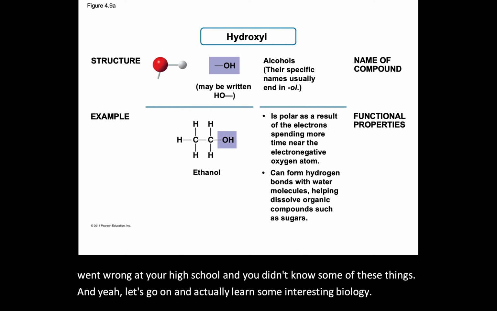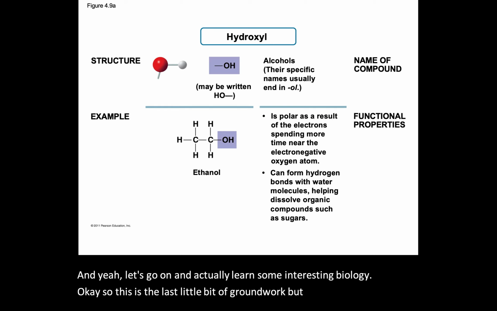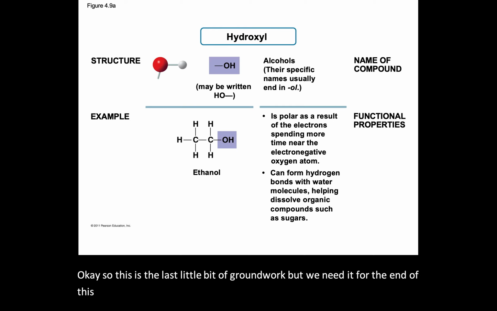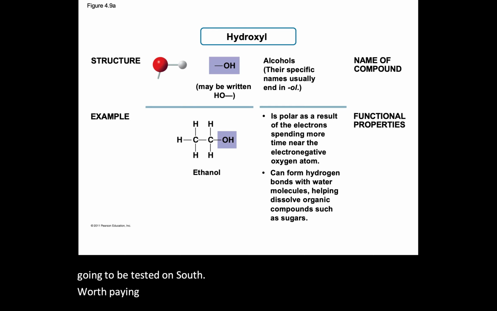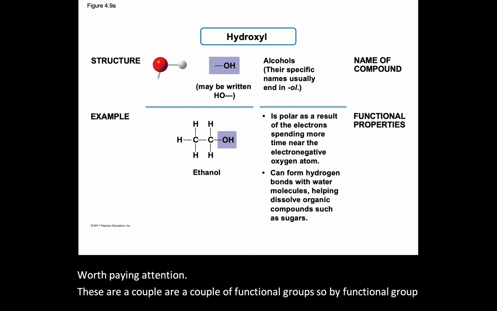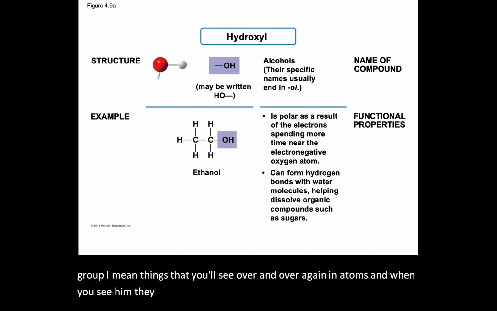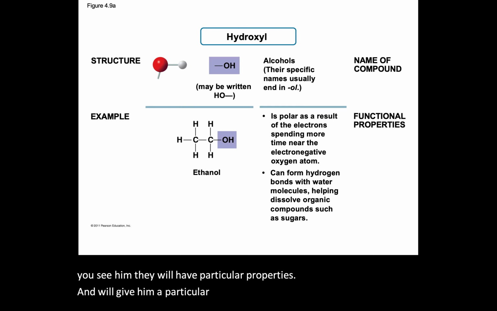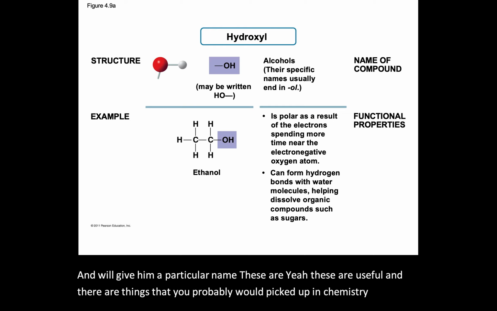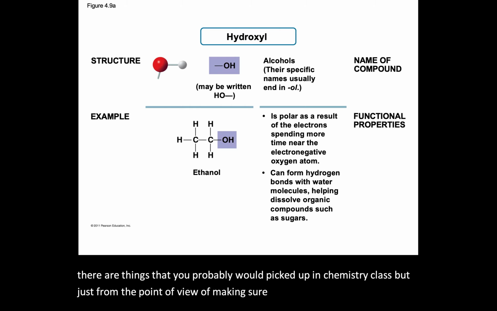Okay, so this is the last little bit of groundwork, but we need it for the end of this particular slide set, and at the end we actually have stuff that you are going to be tested on, so worth paying attention. All right, these are a couple of functional groups, and by functional group I mean things that you'll see over and over again in atoms, and when you see them they will have particular properties. And we'll give them a particular name. These are useful. And they're things that you probably would have picked up in chemistry class, but just from the point of view of making sure everybody's on the same page, let's talk about these.